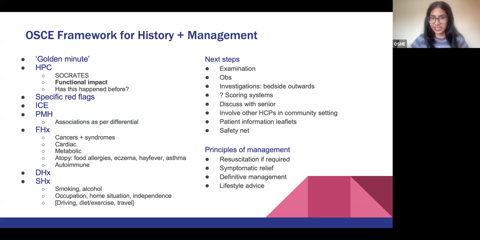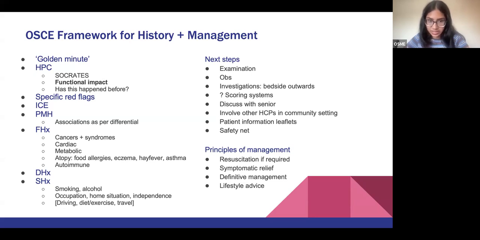Typically, you can ask for cancers or cancer syndromes, cancers that associate together. Secondly, based on the system that you think is affected, you can ask about relevant conditions. So if they're coming in with shortness of breath, have you got any family history of respiratory conditions? When I've written metabolic there, I mean things like diabetes or high cholesterol, for example, if they've got a cardiac presentation.